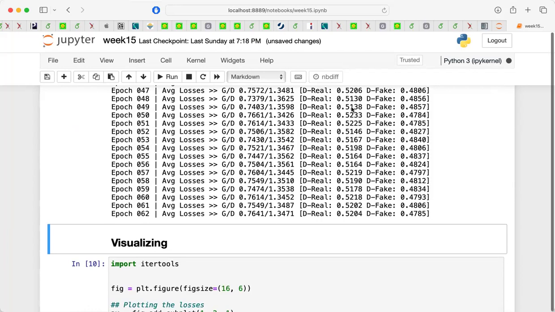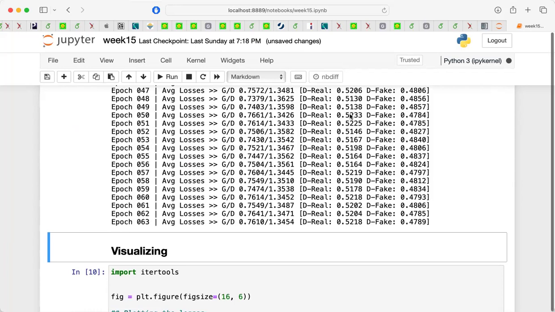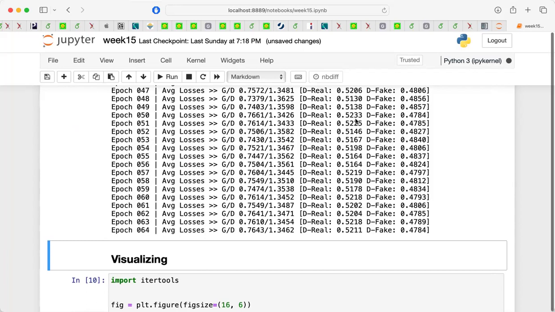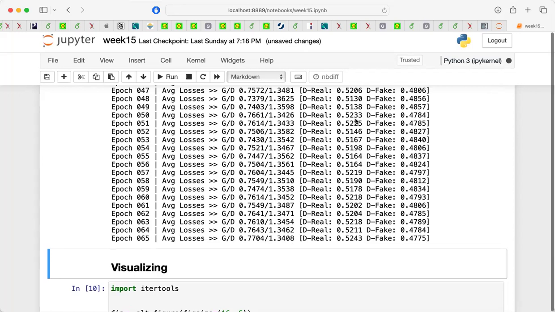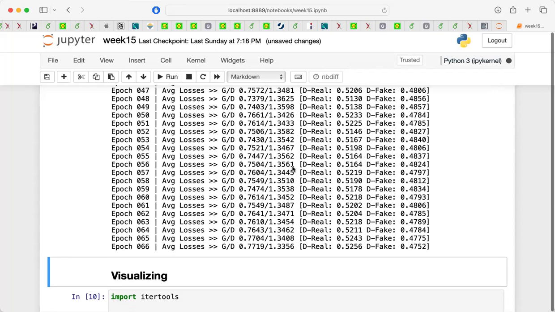I've always placed the GAN models in the box of generative models which are unsupervised, because when I think of unsupervised, I actually think of unlabeled data.